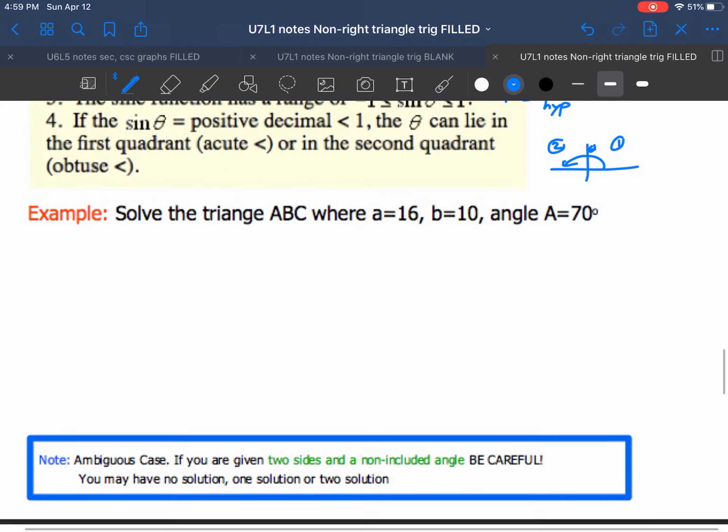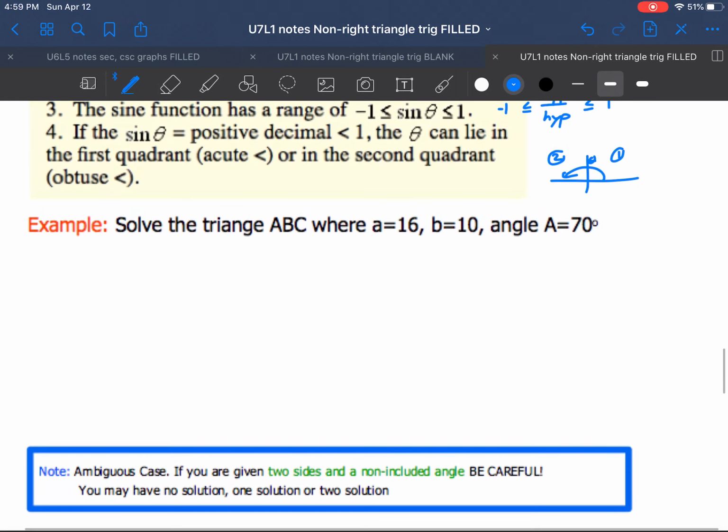So let's look at an example now. Solve a triangle ABC where a is 16, b is 10, and angle A is 70. The way I like to do these is I like to draw the known angle in the bottom left corner. Okay, so I'm going to say this A is 70 degrees.